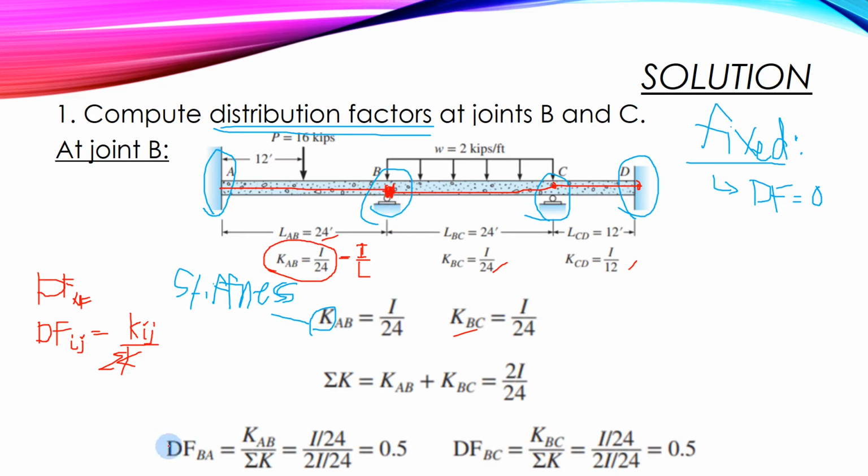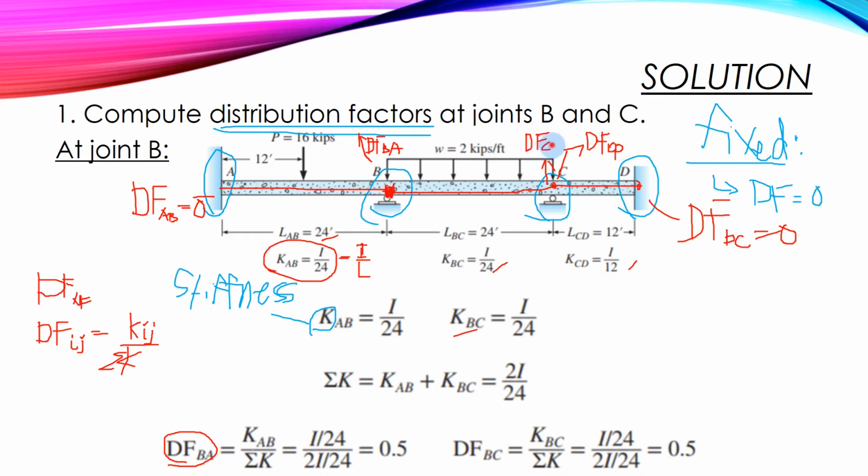In this case, guys, if we get DFBA, for A, which is fixed, DFAB is 0 because both supports are fixed. The same goes for DFDC, which is 0. So what we need to get now, guys, is DFCD, then DFBA, and also DFCB.